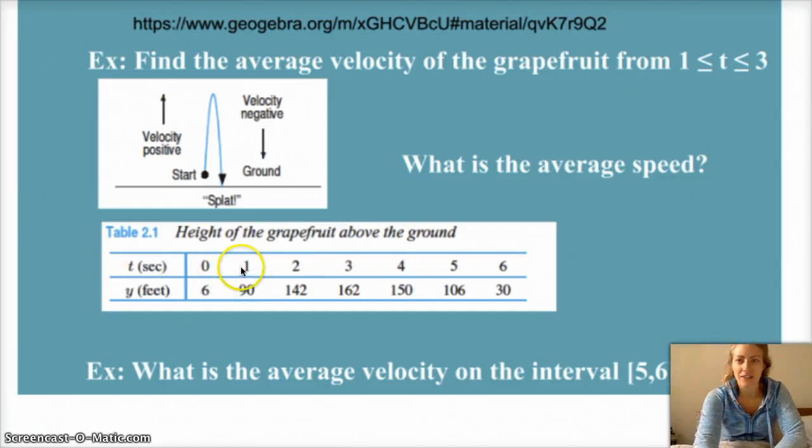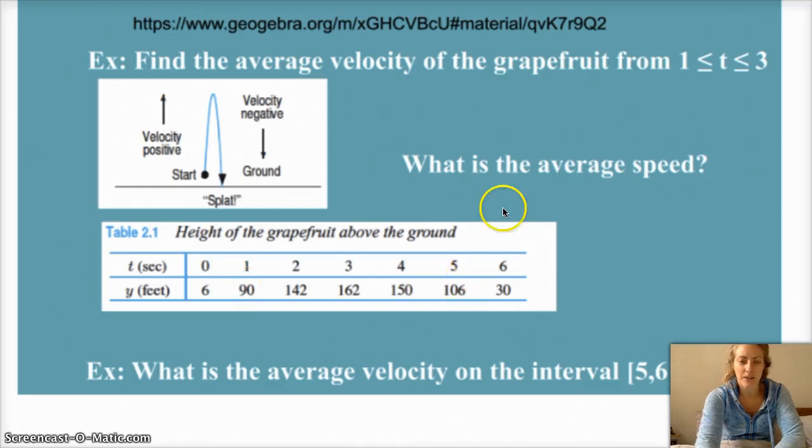So your time, after 0 seconds, the height of the grapefruit is 6 feet in the air. After 1 second, it's 90 feet in the air. And after 2 seconds, it's at 142 feet in the air, and so on and so forth, right? So you just have an XY table here.